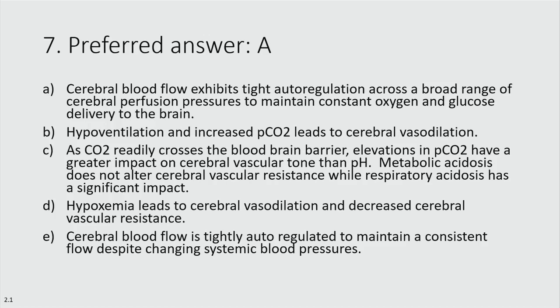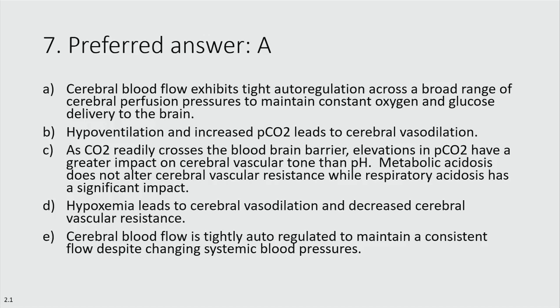Hypoventilation, which is option B, and increased CO2 lead to cerebral vasodilatation, which tends to be helpful when you're managing Glenn patients who are blue. Option C, as CO2 readily crosses the blood-brain barrier, elevations in PCO2 have a greater impact on cerebral vascular tone than pH. Metabolic acidosis does not alter cerebral vascular resistance, while respiratory acidosis has a significant impact. And option D, hypoxemia leads to cerebral vasodilatation and decreased cerebral vascular resistance.